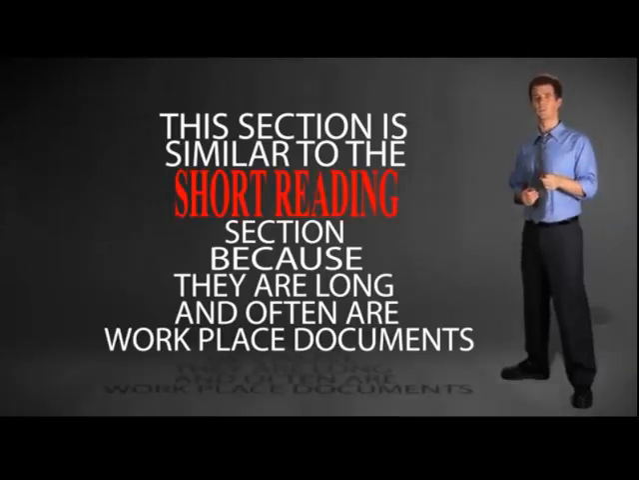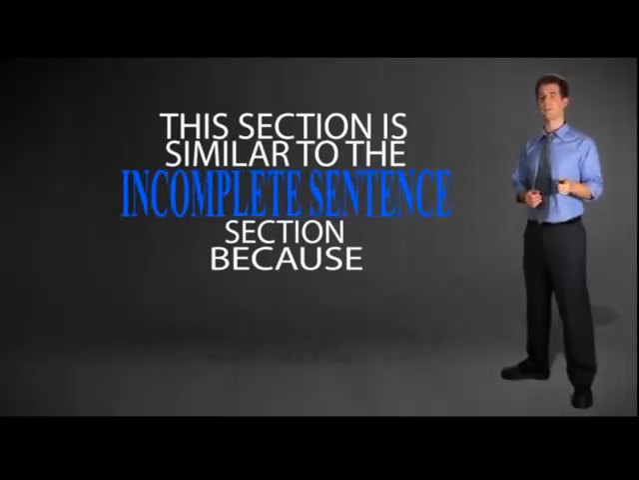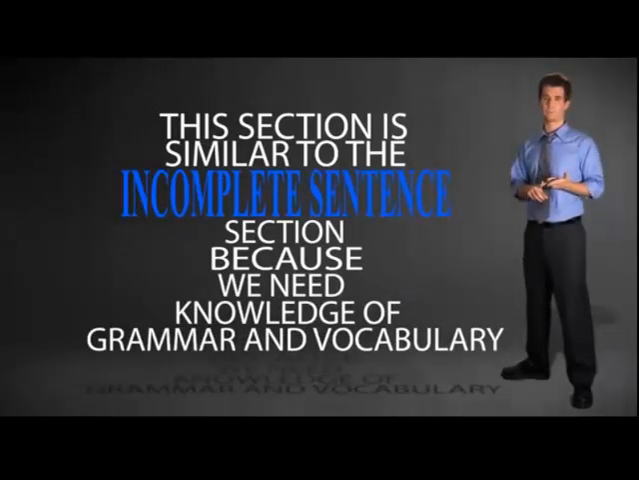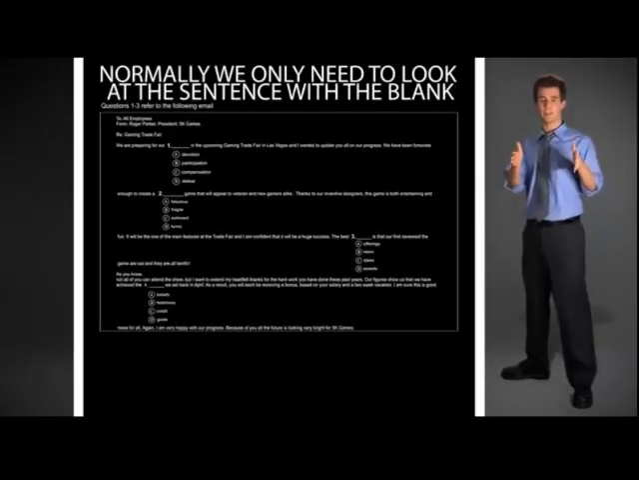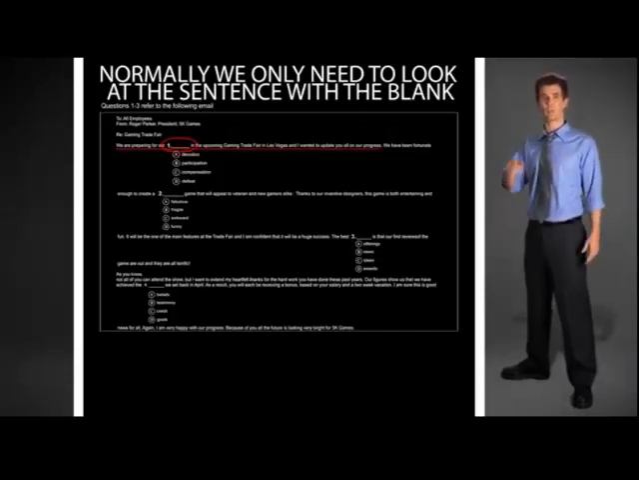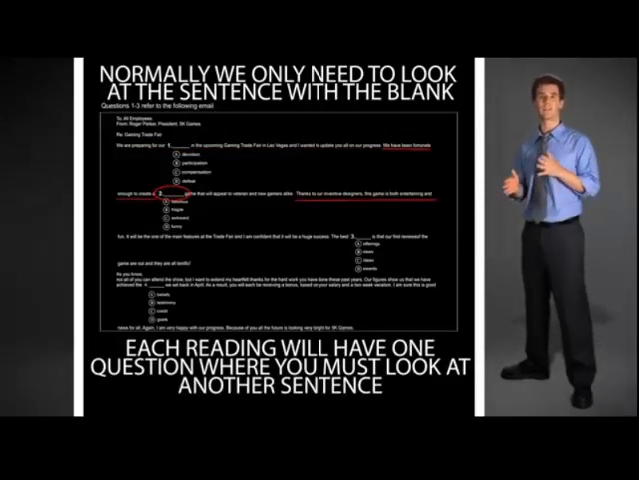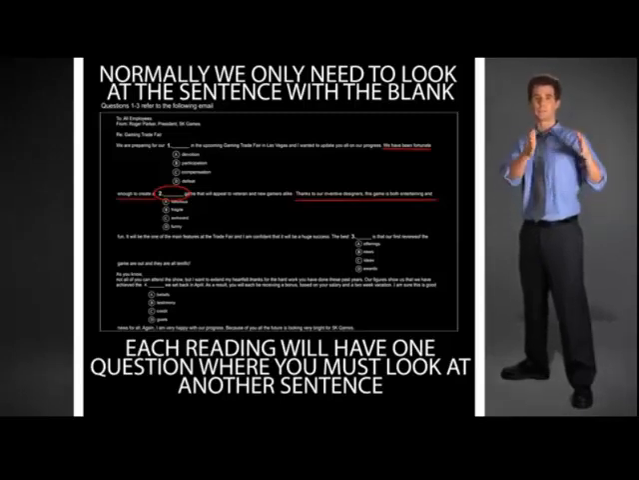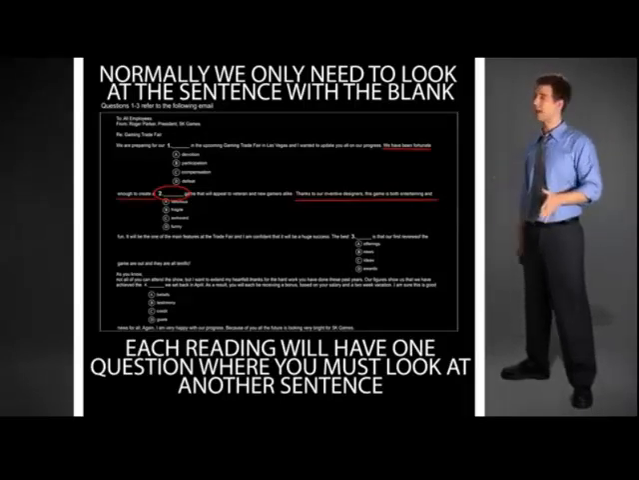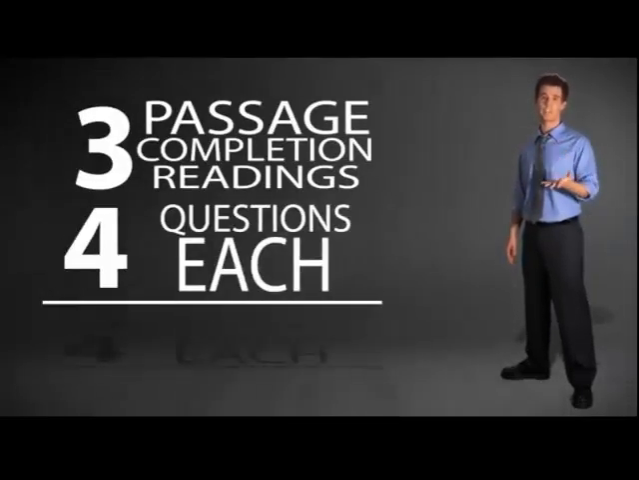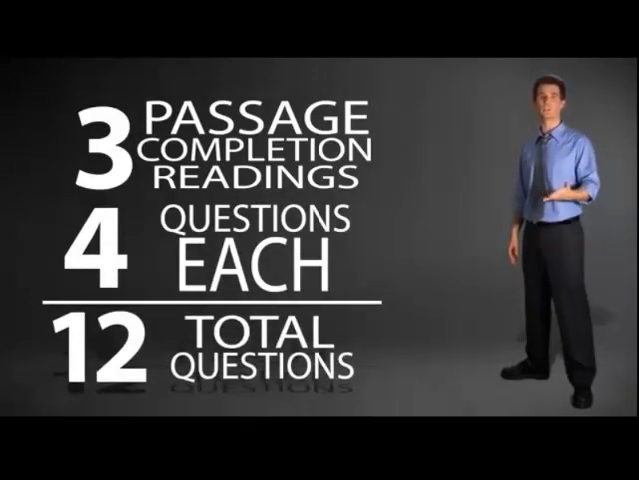But it's also similar to the incomplete sentence section, because to answer these questions, we need some knowledge of vocabulary or grammar. Now, usually, to answer one question, we only have to look at that sentence that has the blank in it, the missing word. But for each reading, there will be one question where we must look at another sentence to answer it. Usually the sentence before or after. Now, we have 3 passage completion readings for the whole section, 4 questions each, so there are 12 questions total.